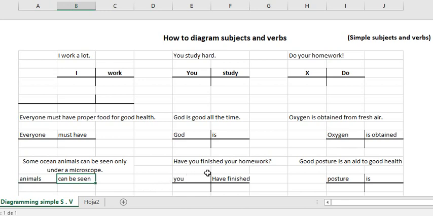Can be seen. Now, have you finished your homework? We are asking you, and have finished is going to be the verb. Good posture is an aid to good health. We're talking about the posture, so posture, and the verb is. So that's all. I think it's a piece of cake.